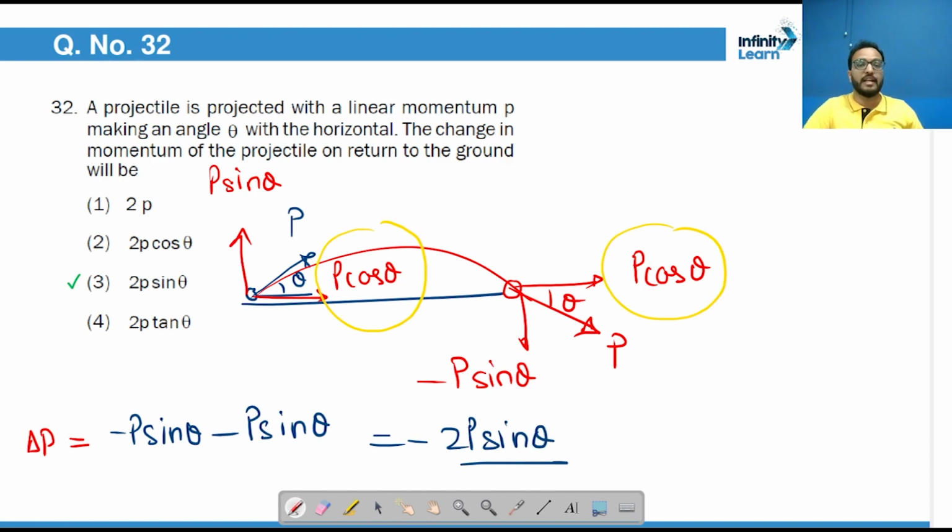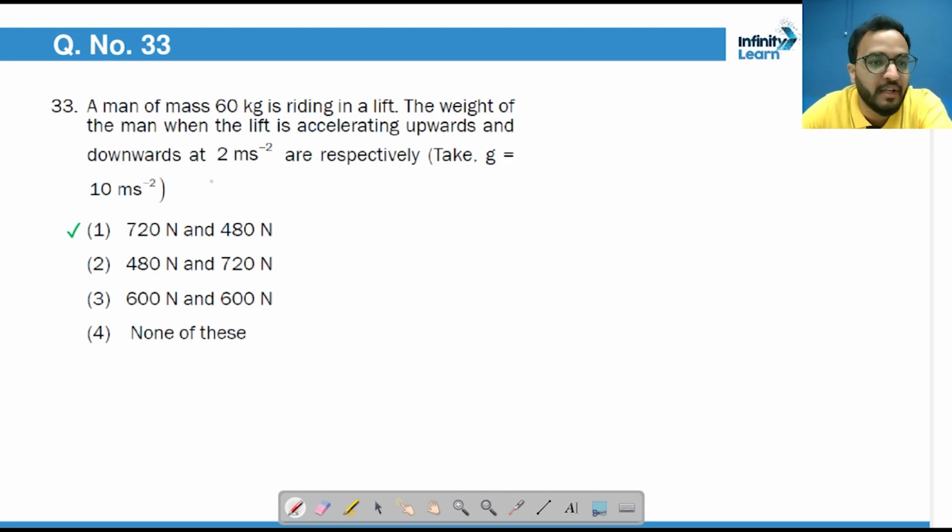Because in the horizontal direction the velocity remains constant, hence we can say the momentum also remains constant in the horizontal direction. So the momentum is changing only in the vertical direction. Is it okay? Question number 33.